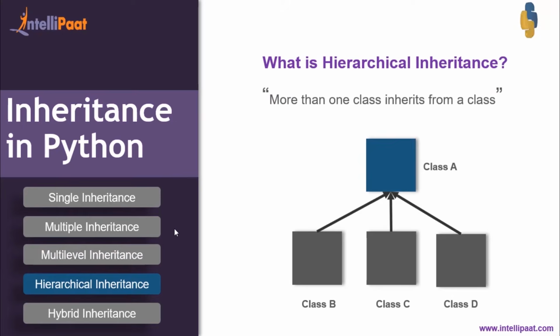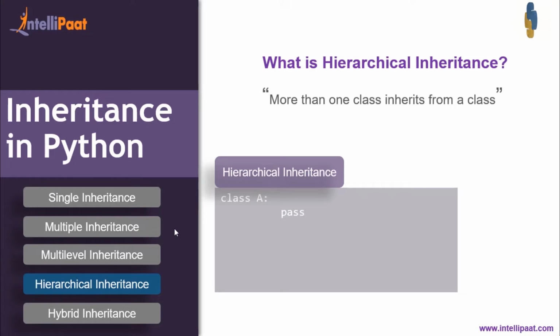Next we have hierarchical inheritance. Hierarchical inheritance is the one in which more than one class inherits from a class. It's like there's a parent class A and class A has 3 different child classes: B, C and D. All 3 classes are acquiring the same property from class A. It's like saying your parents have 3 children: you, your brother and your sister. Alright, let's see an example.